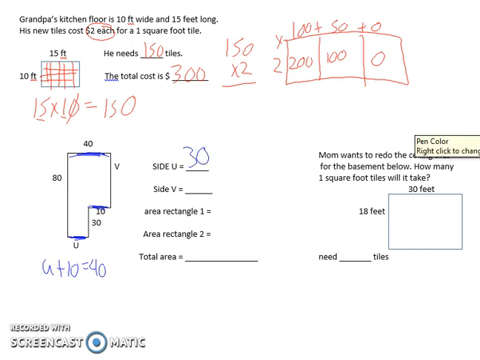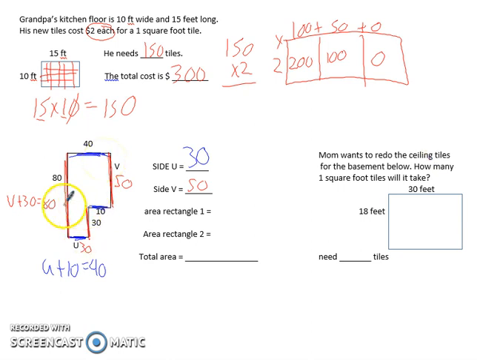Then I'm looking for V. So V, 30, and 80 go together. V and 30 are the 2 shorties, so V plus 30 equals 80. That's going to make V be 50. Should have put this as 30 also. Okay, and now we're ready to cut this L shape into 2 rectangles.